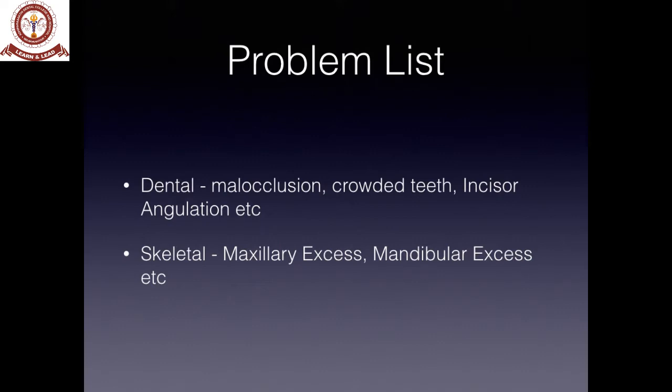And when we come to a skeletal segment problem, the patient can have a maxillary excess or a mandibular excess. Similarly, a maxillary deficiency or a mandibular deficiency. So these problems come as a combination. For example, a patient with crowded teeth can also have a maxillary excess or a mandibular excess, or a patient with a maxillary excess can have a deficient mandible. So we need to understand that it comes with various combinations.